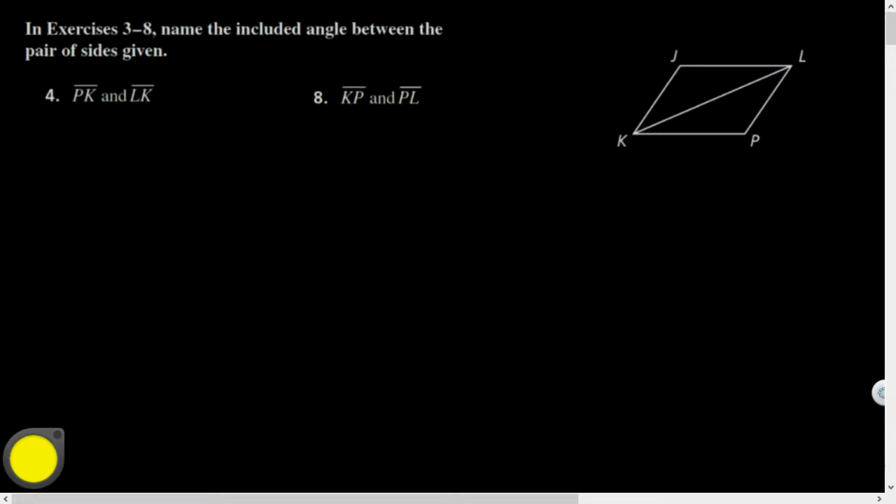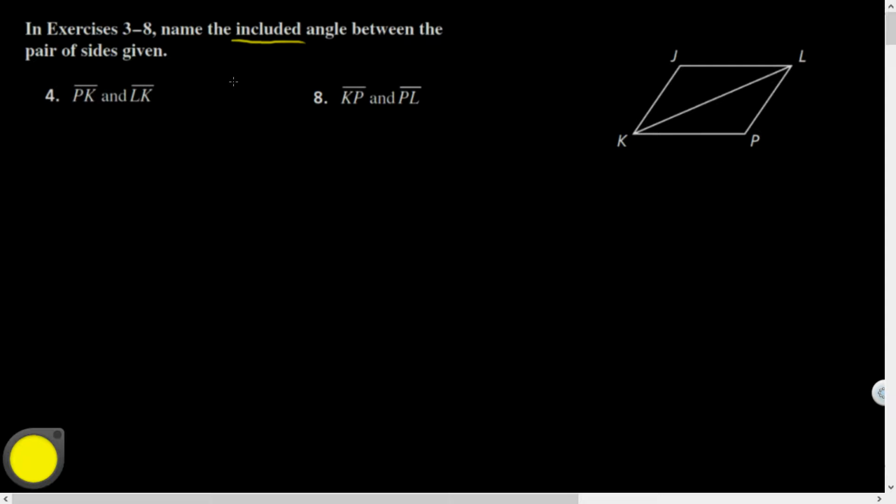So we have a new theorem, the side angle side congruence theorem, which allows us to prove 2 triangles are congruent with only 3 pieces of information, namely 2 pairs of sides being congruent and a pair of angles, specifically their included angles. So if I have 2 sides, the included angle is the one that has a vertex where those sides intersect. So it says here, name the included angle, right?